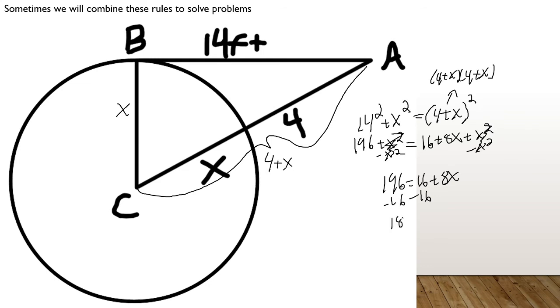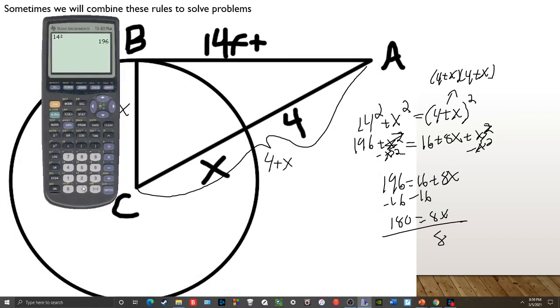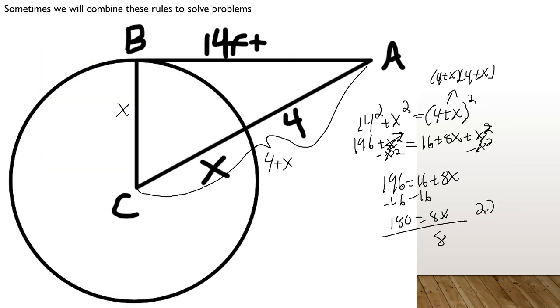So I get 180 is equal to 8x, divided by 8, and I get whatever 180 divided by 8 is. So 180 divided by 8 is equal to 22.5. So 22.5 is equal to x. And then I can figure out the length of each side if I want to individually. So the radius is 22.5, and that means that the entire length right here is 26.5.